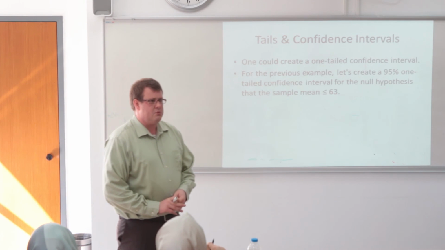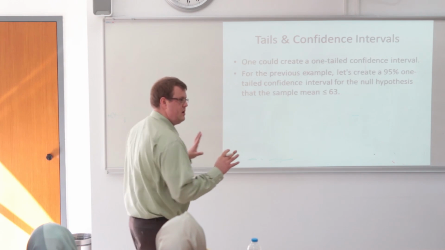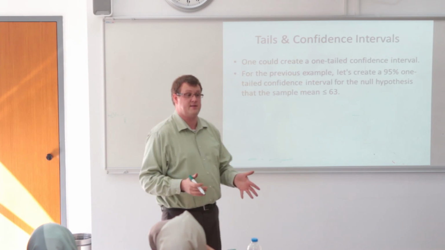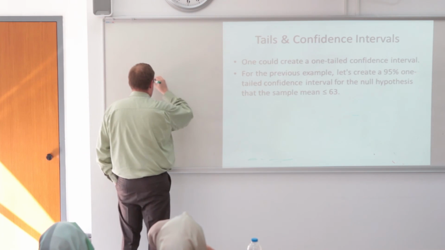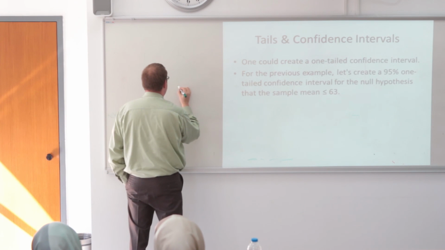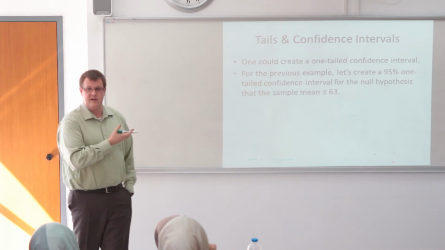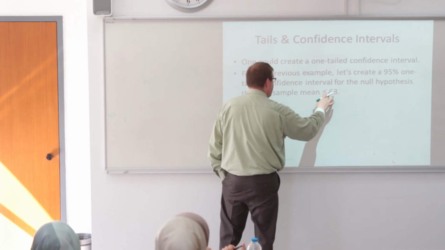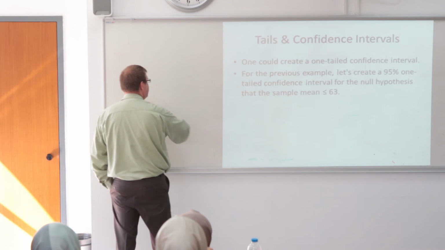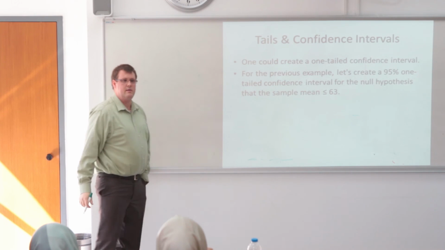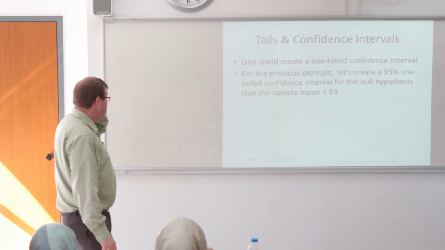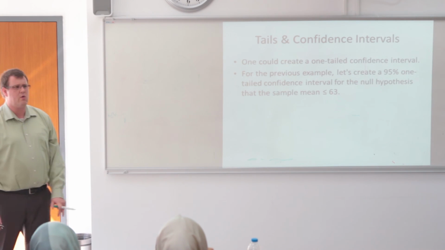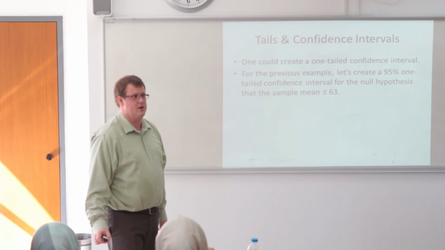In order to figure out which tail we're interested in, let's first draw the distribution for the null hypothesis. All right? So the null hypothesis says that we have a distribution centered on 63, and we're interested in one tail. In which tail are we going to reject? Sample mean is less than or equal to 63. That's saying that the sample mean is over here, so we're interested in this side, right? Okay. So, if that's the case, which tail are we going to be interested in for our confidence interval?